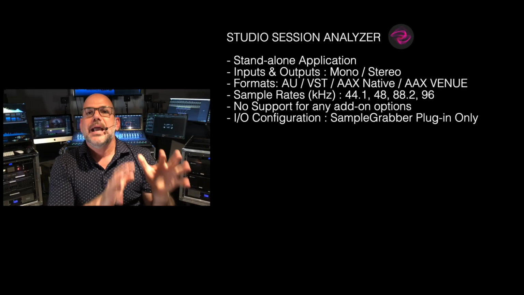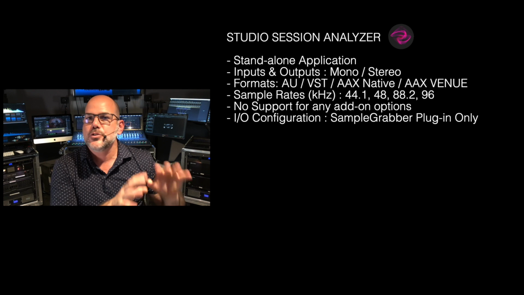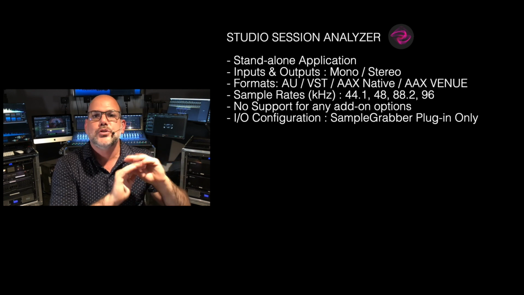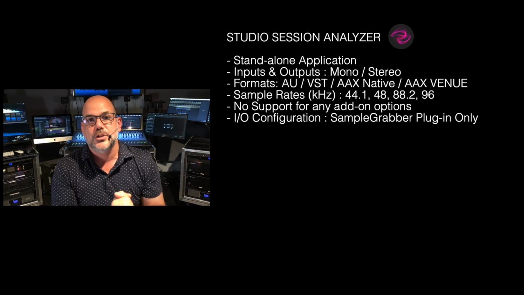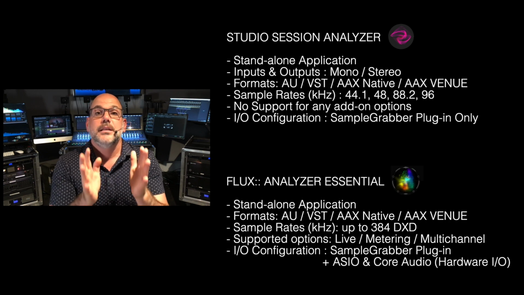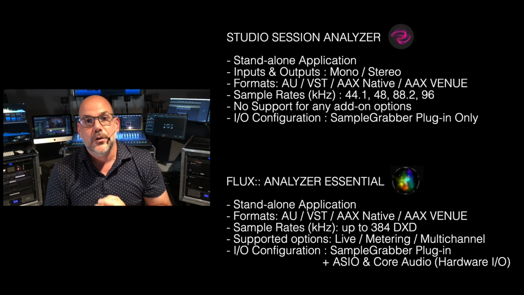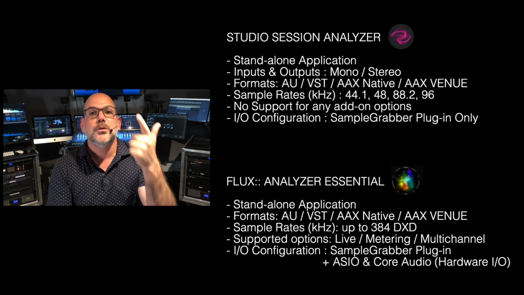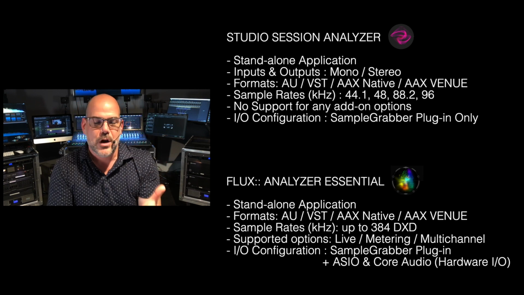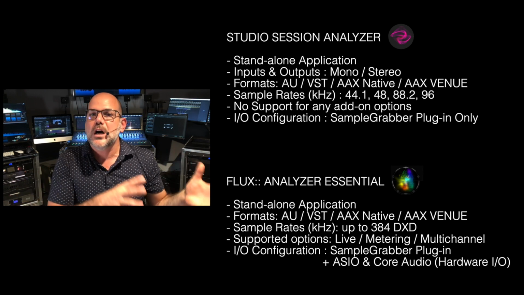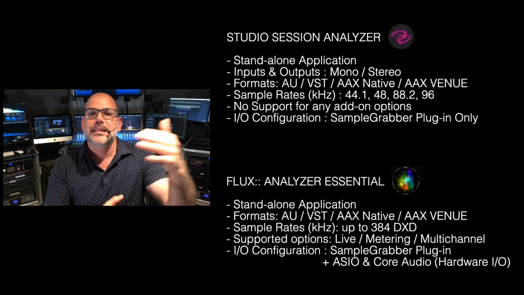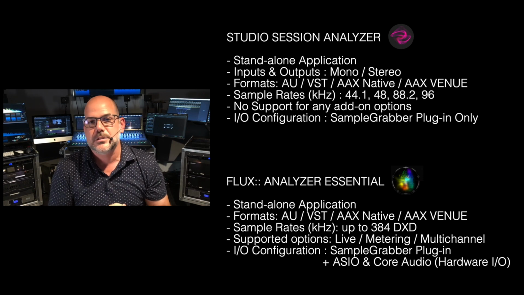Now, the analyzer is available in two forms. A basic studio session analyzer, very limited layouts, 2-channel, very simple, gets the job done. And then the flagship, the actual Flux Essential Analyzer, which has 3 add-on options: the metering option, the multi-channel option, and the live option. Depending on which of the options you have, you will be seeing fewer or more of those layouts. For today's example, we'll be talking about the metering add-on and the metering options.